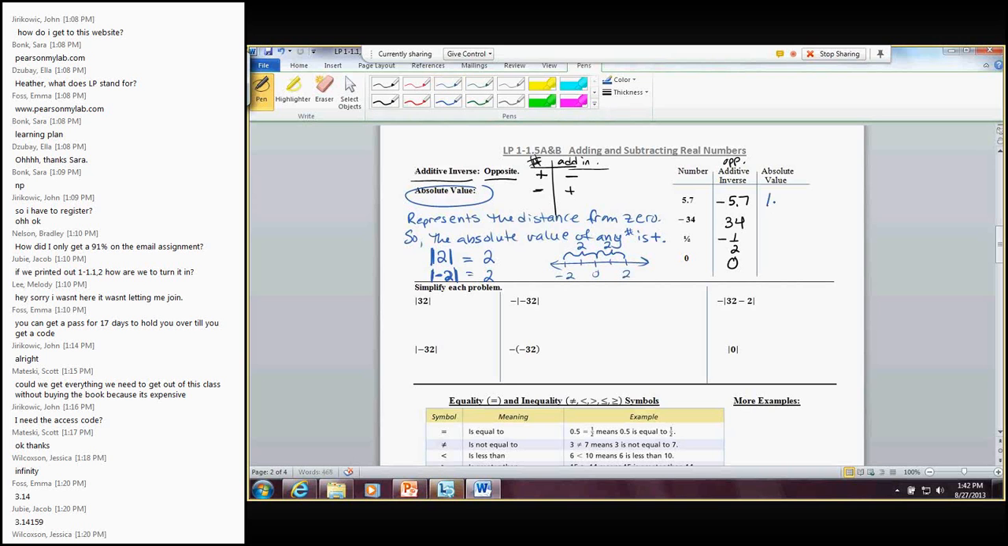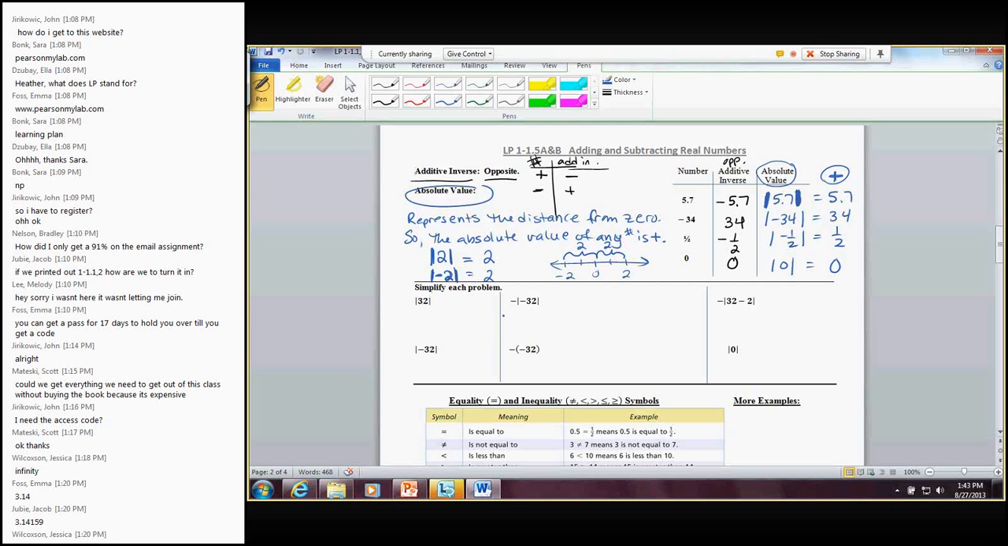Absolute value. The absolute value of 5.7 is 5.7. The absolute value of negative 34 is 34. The absolute value of negative a half is positive a half, and the absolute value of 0 is 0. If you notice, all of these answers are positive for absolute value. Okay, I like to talk about both of these at the same time, because in your homework it asks you both at the same time. I don't want you to get them confused.